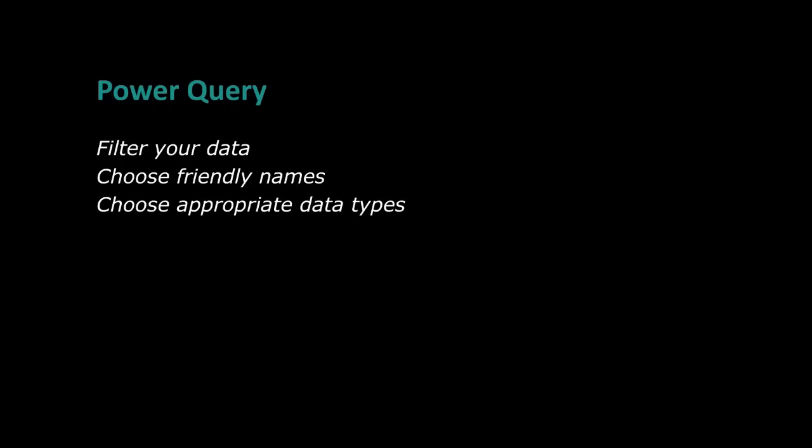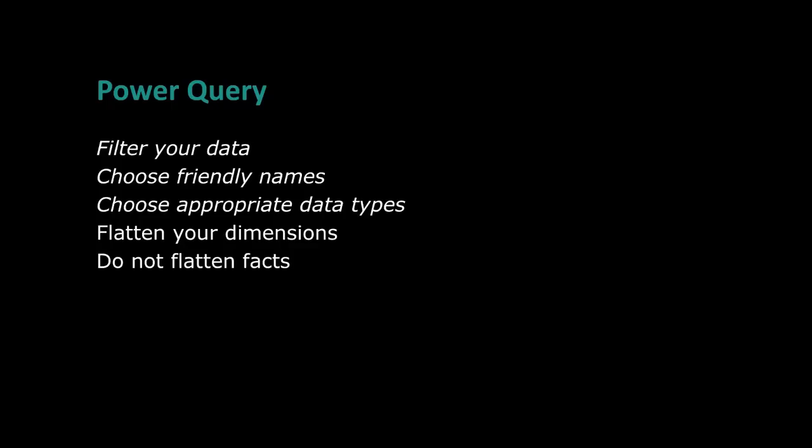So how can you build up your star schema or Snowflake schema? Of course, you use Power Query. This is the tool within Power BI Desktop to load the data and transform the data. We use Power Query to filter your data, to choose friendly names, and to choose appropriate data types. Hope you know that. And you can also use it to flatten your dimensions, so that you load the category and subcategory information into the product table, and you should not flatten your facts. The facts should only contain the aggregateable columns and the keys to the dimension tables. That's all which should be in the fact tables.